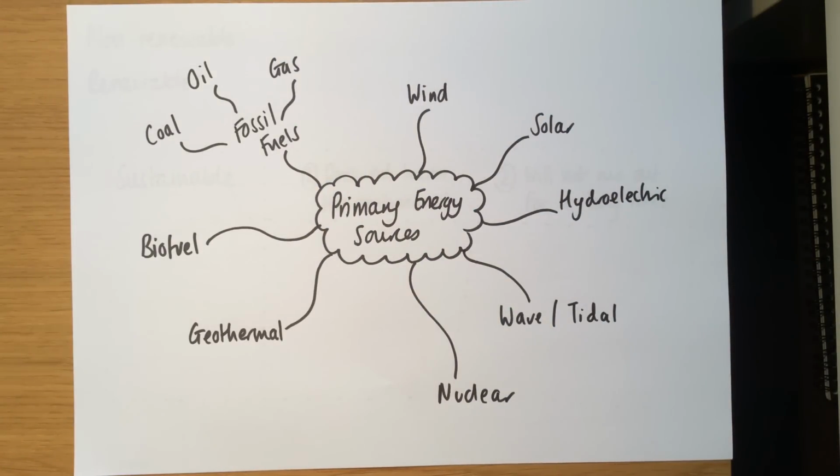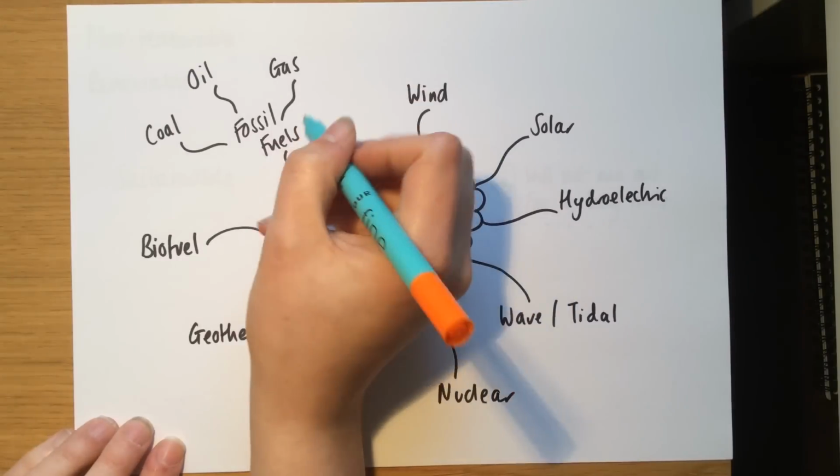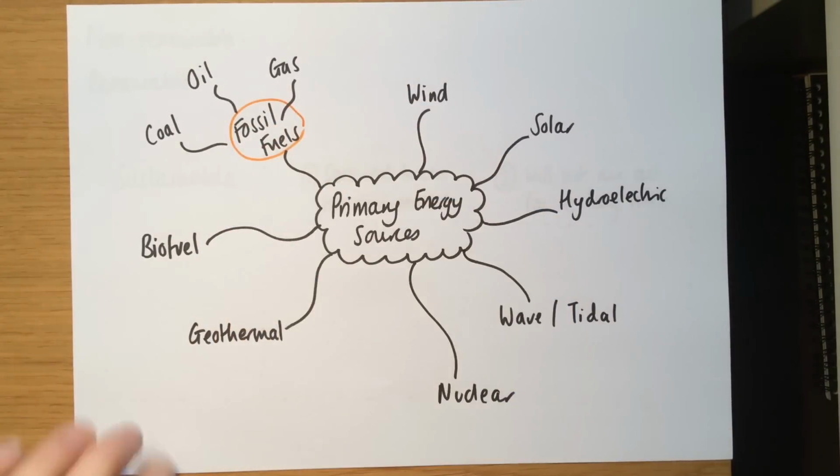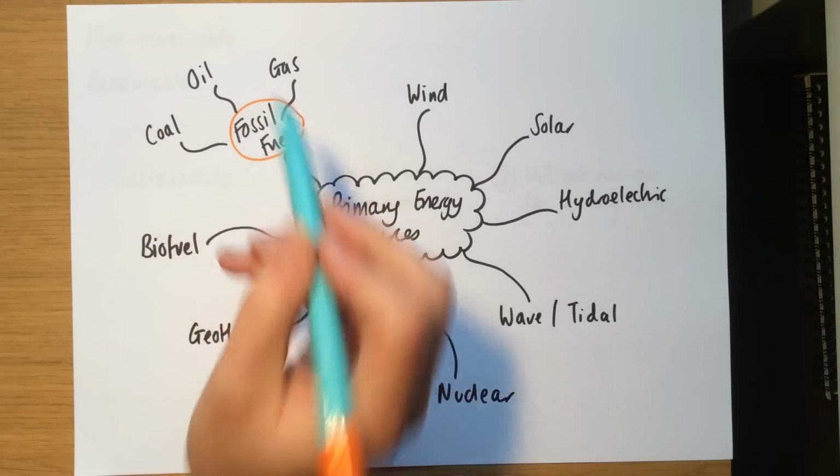Now I've written down the main ones that we need to know about. The big one that we use in most everyday life is fossil fuels. These are called fossil fuels because they were made millions and billions of years ago from the remains of dead plants and animals that have been squashed and compressed and turned into fuel. They are basically fossils. That's why they're so old. And there's three big ones. There's coal, oil and gas.